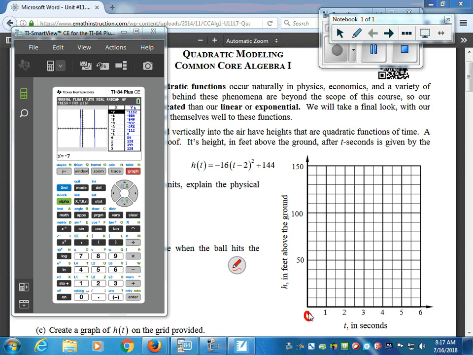Then we got 0, 80, 1, 128. We got 2, 144. And then we have 3, 128. 4, 80. And moving down to figure out those other ones, you got 5, 0. So I'm going to connect these.